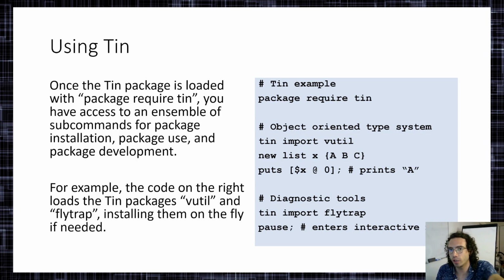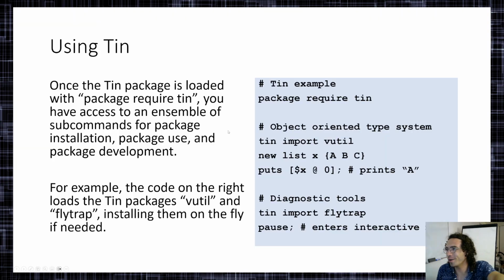I have a little bit of an example over here. All you need to do is package require Tin, and then you have access to the Tin command. For example, I have my Tcl package, which I highly recommend checking out. It's an object-oriented type system within Tcl with garbage collection, and as you can see here, you can create a list that you can index using the at method, which is a little bit easier and more legible than using the lindex command in Tcl. Or you can use flytrap, which is another package I developed, and you have access to all these diagnostic tools.